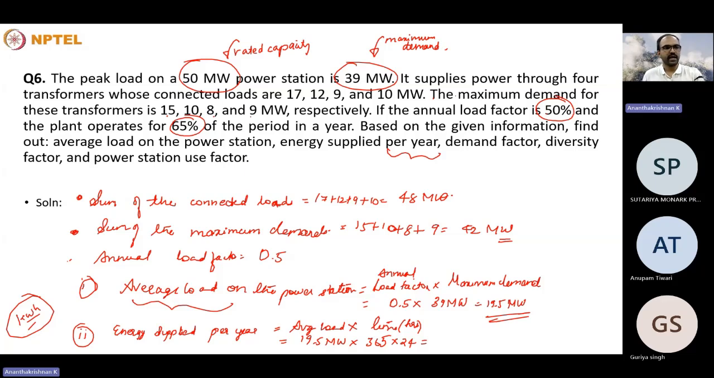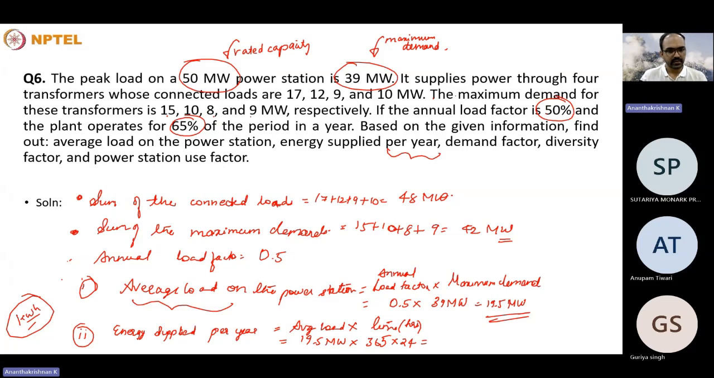Okay, understood. The plant operates for 65 percent. For this particular problem, we need not take that, so that is not required. We have to calculate the average load and then multiply it by the time. There can be a bit of confusion, right? The plant operates for 65 percent of the period in a year. Yes, there can be a bit of confusion, but we just need to take the 365 days and the 24 hours to get the total energy supply per year.